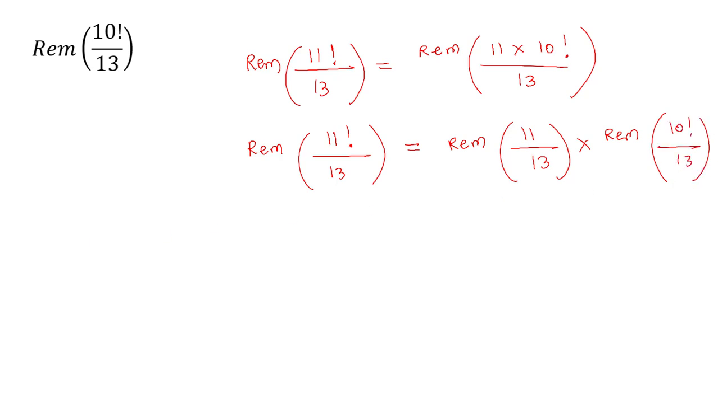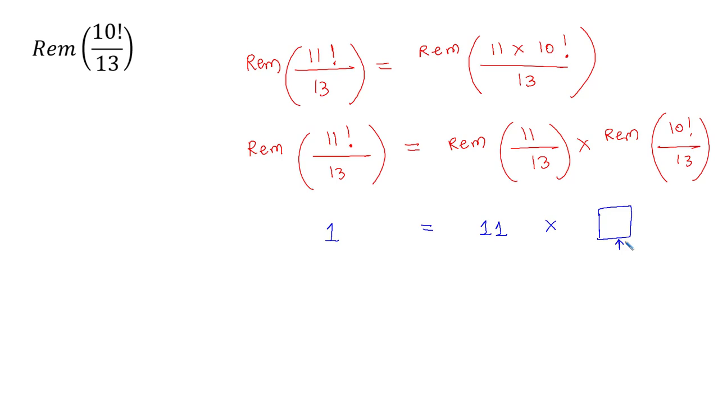As per our previous calculation, the remainder obtained when 11 factorial is divided by 13 is equal to 1. Now the remainder of 11 divided by 13 is equal to 11, into the remainder of 10 factorial divided by 13, which we don't know. That is what we are supposed to calculate. So 1 is equal to 11 into which number? In this box there will be a fraction, but a remainder cannot be a fraction. So we can change the numbers.